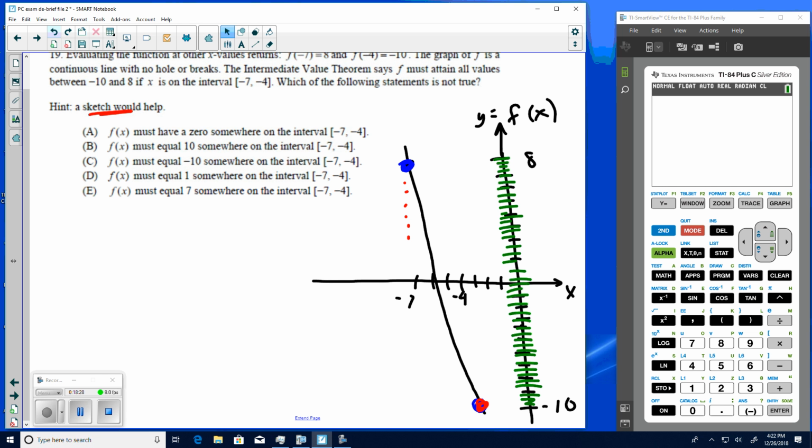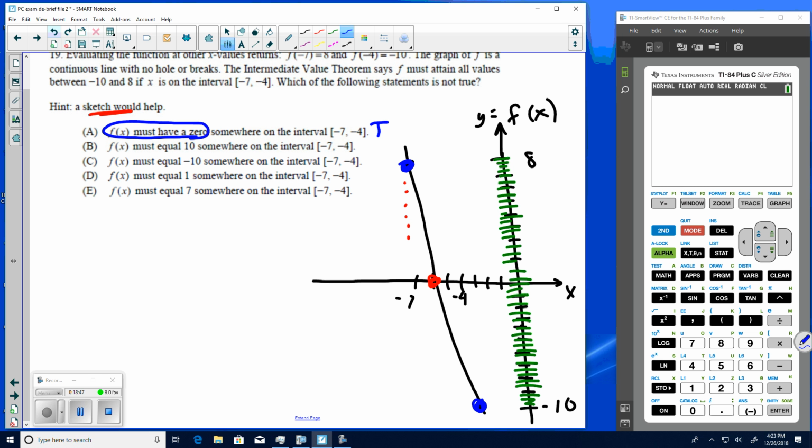Okay, so the directions say, which of the following statements is not true? This first one says f has to have a 0 somewhere between negative 7 and negative 4. Sure enough, we have to cross the x-axis somewhere between negative 7 and negative 4. Remember, zeros of a function are synonymous with the x-intercepts of the graph. Okay, so that's true.